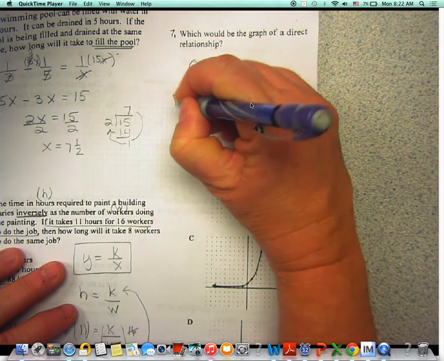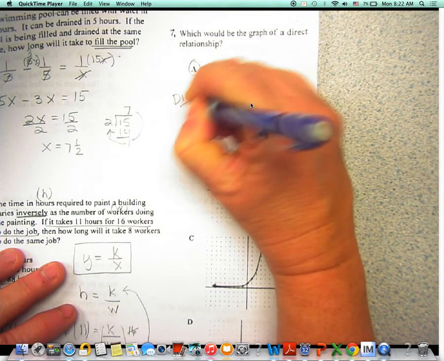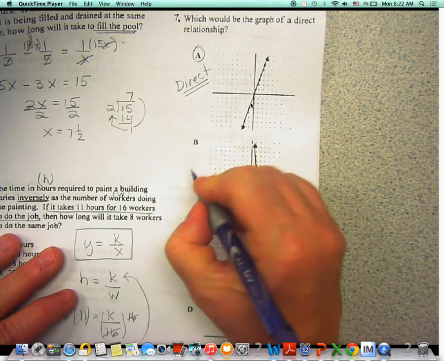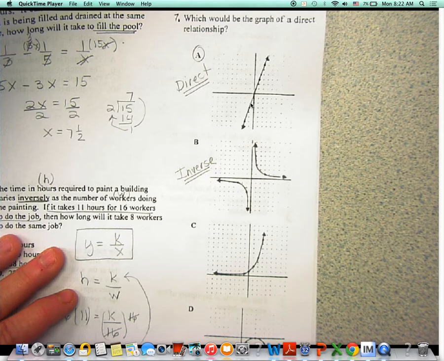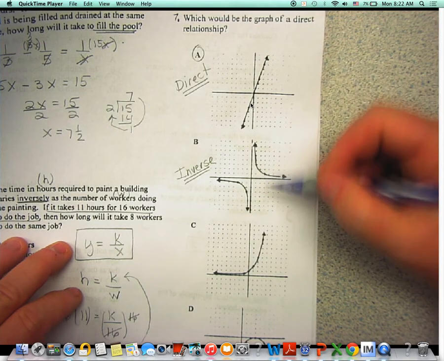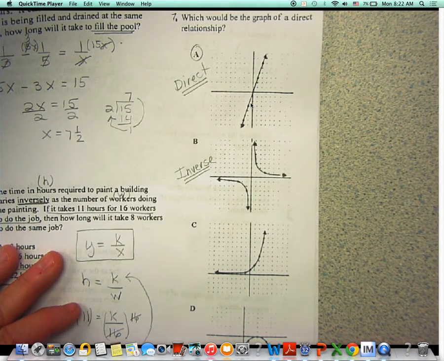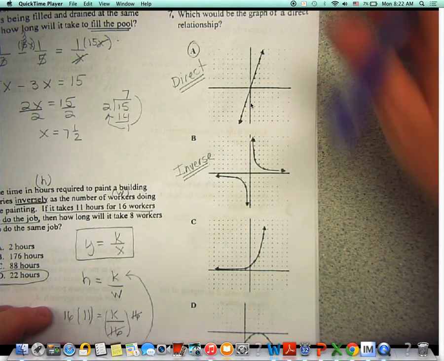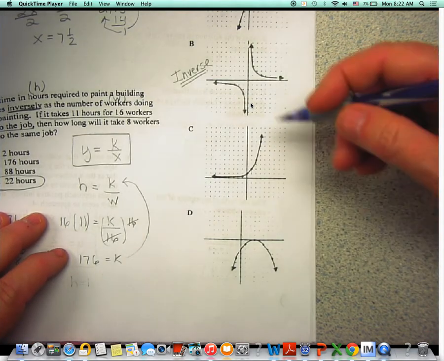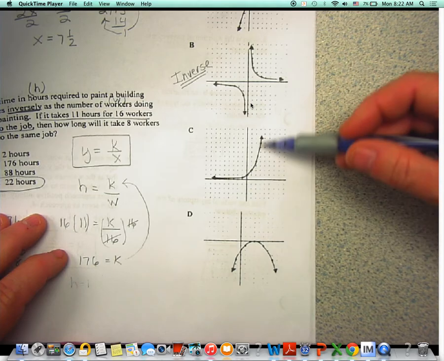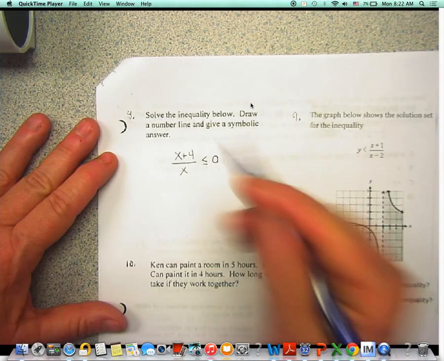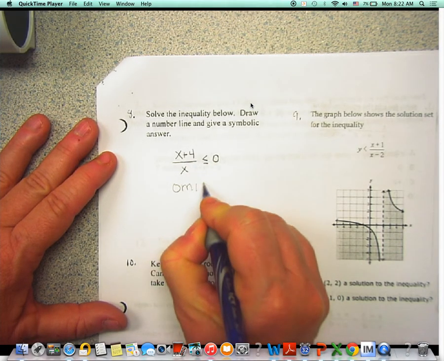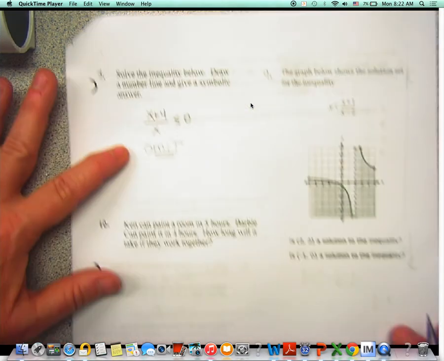Okay, so let's put direct here. And B is inverse. Or inverse, right. It's the rational function. Okay, label both of those. They may ask you the inverse. Just don't pick any of those. Okay, that's a logarithm or an exponential. That's an exponential, that's a quadratic. Okay, we're gonna omit number 8. We didn't do inequality, so that's not on there.